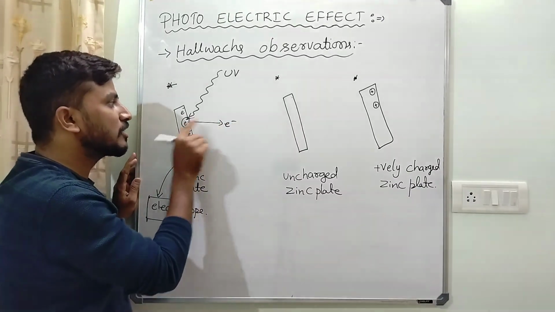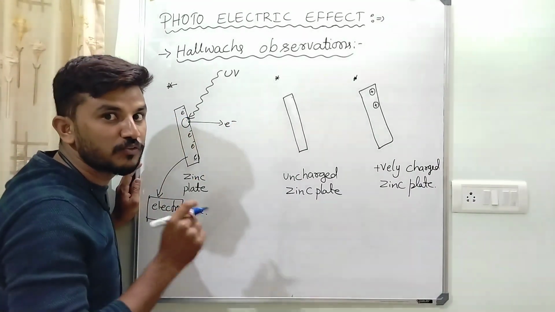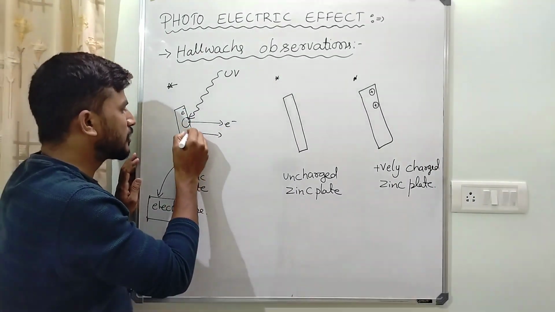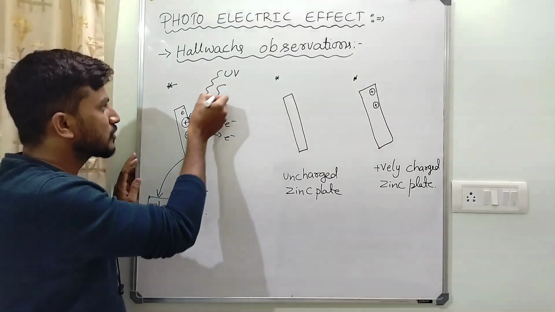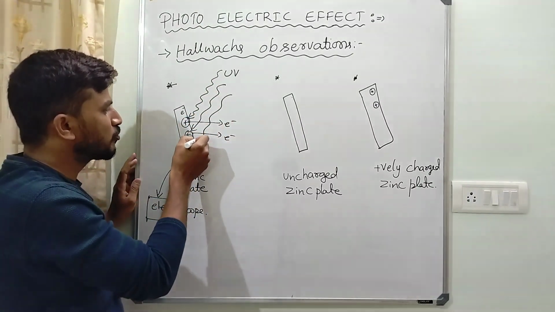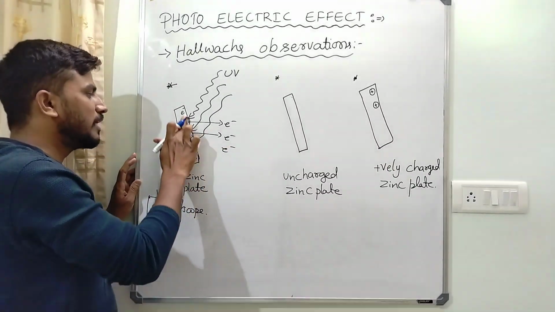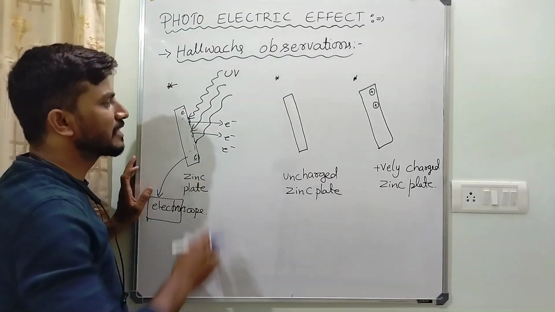When an electron comes out, it creates a vacant place, that is called positive charge. This electron also comes out, again it becomes positive here. This electron has also come out, because one more photon is falling on it. The body has lost its negativity.